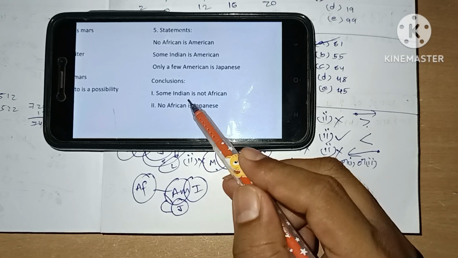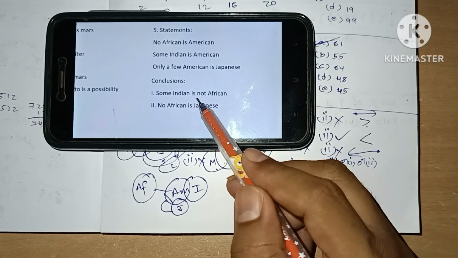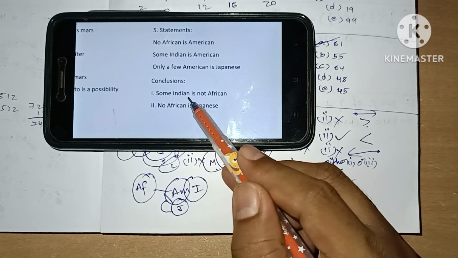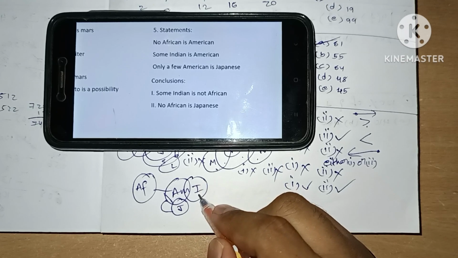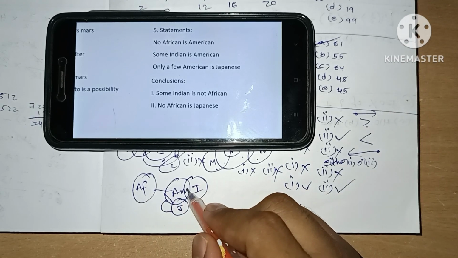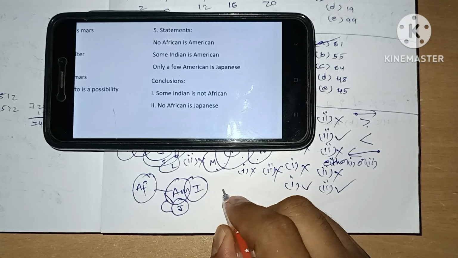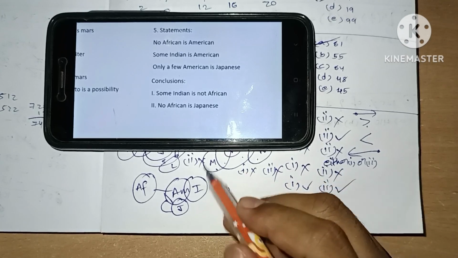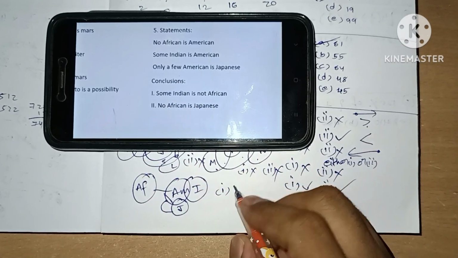Some Indian is not African. Here we see not. So we check all Indian can be African. All Indian can be placed inside African. It is not possible because of sharing with American. So for the first conclusion, the all case fails. All case fails means some not case will be true.